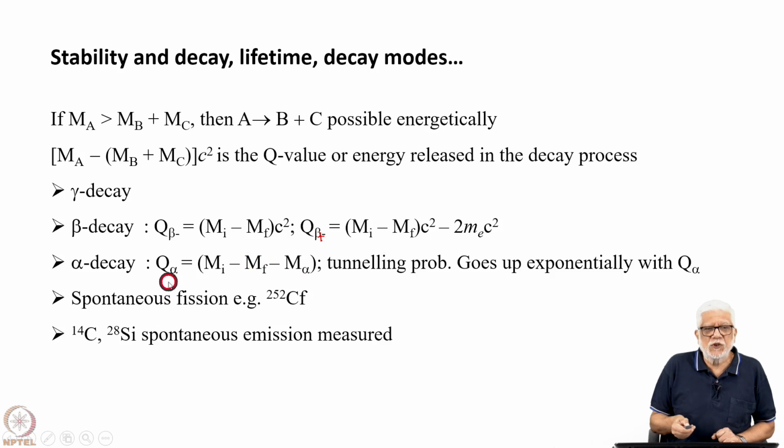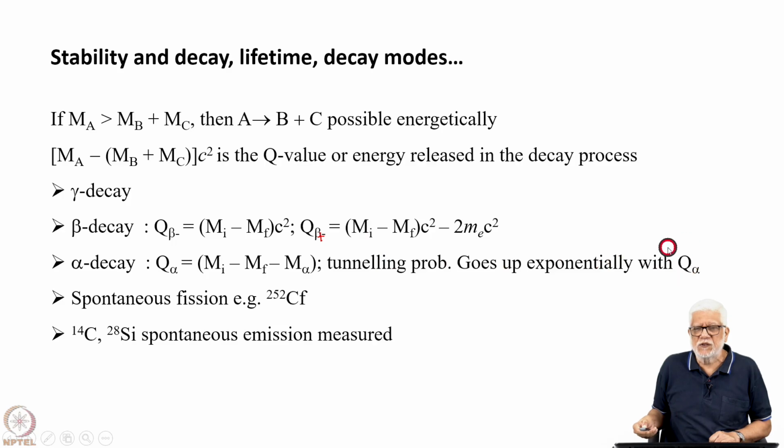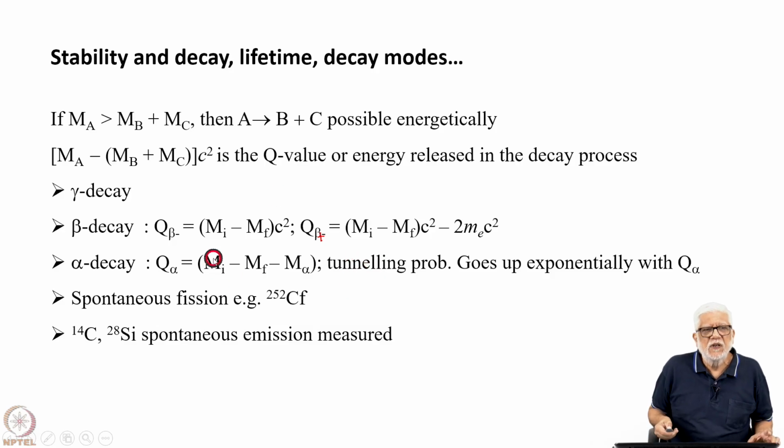And of course this is just a necessary condition, but how fast this process proceeds depends on the tunneling probability, and this actually goes up exponentially with the Q value of the reaction. So, even a 100 keV increase in the Q value can make a difference in the lifetimes of several orders of magnitude.